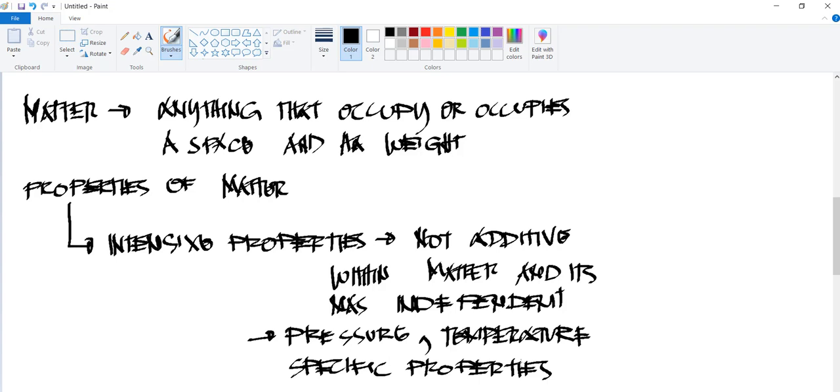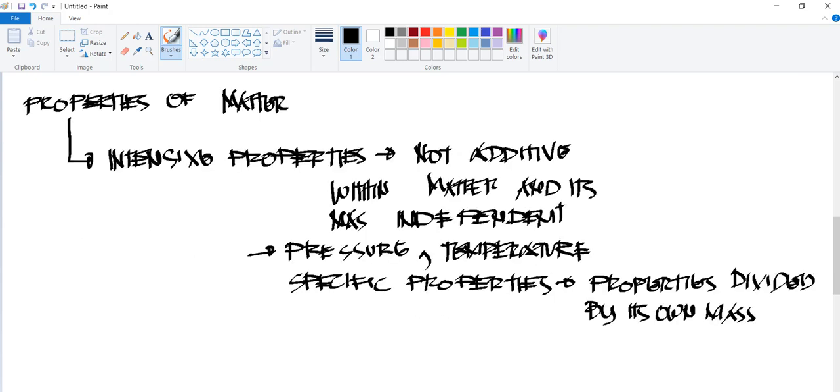Then we have also specific properties, which are properties divided by their own mass. Okay.